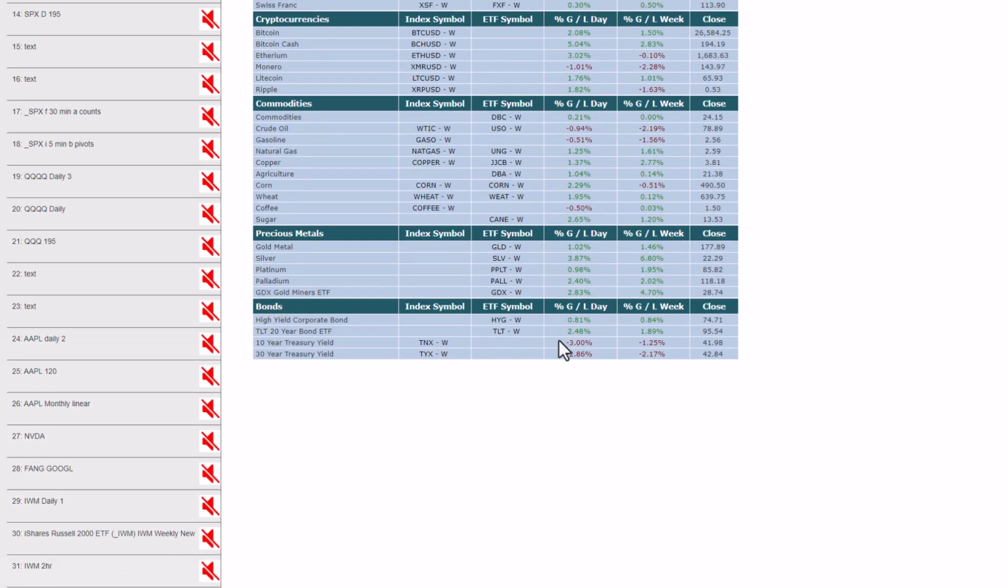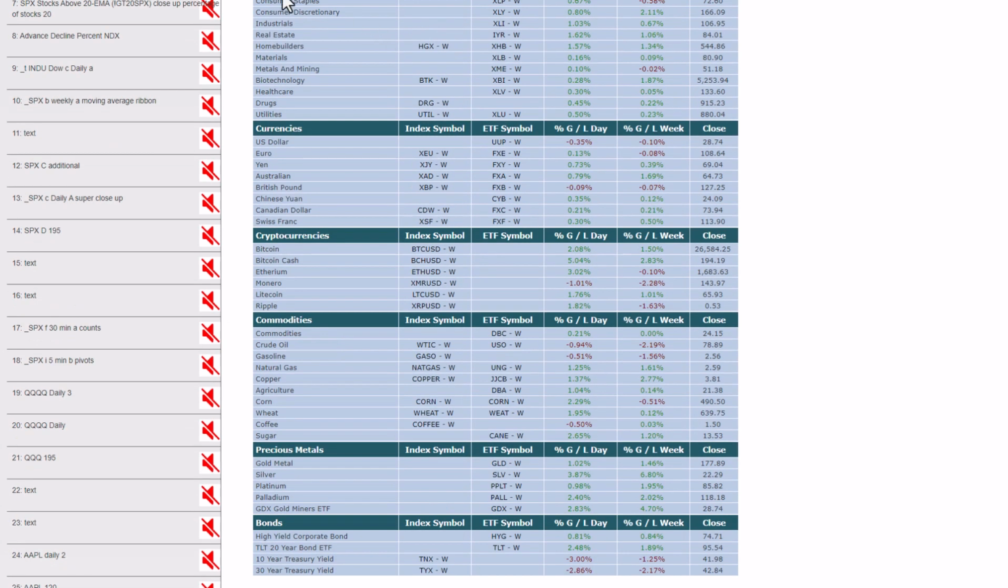And bonds, that's what's been freaking out, folks. But they were very oversold. TLT 20-year bonds were very oversold. They looked like they were going to rally, and that's what happened. Up 2.5% today. The 10 and 30-year fell nicely.